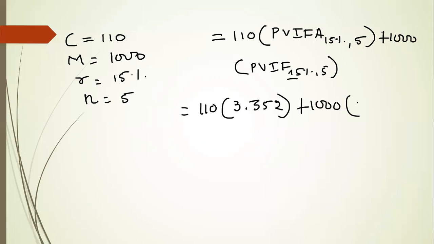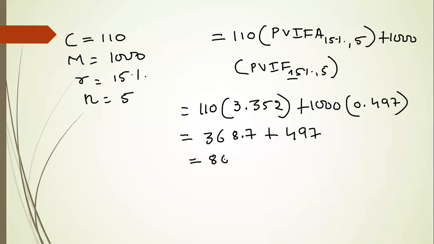here I get 0.497. So P is equal to 368.7 plus 497, which is equal to 865.7. So the present value is 865.7.